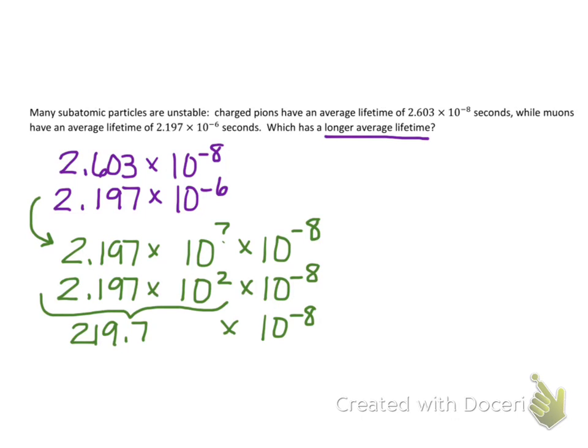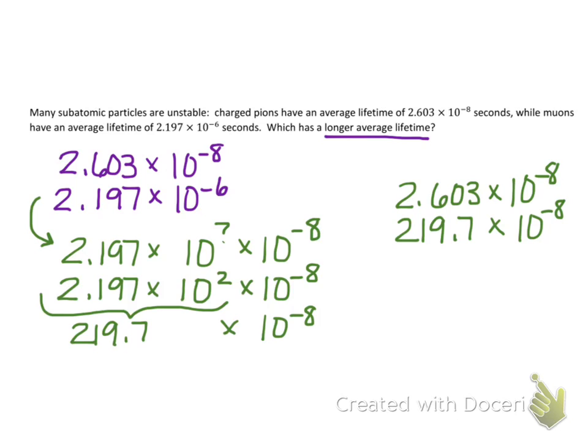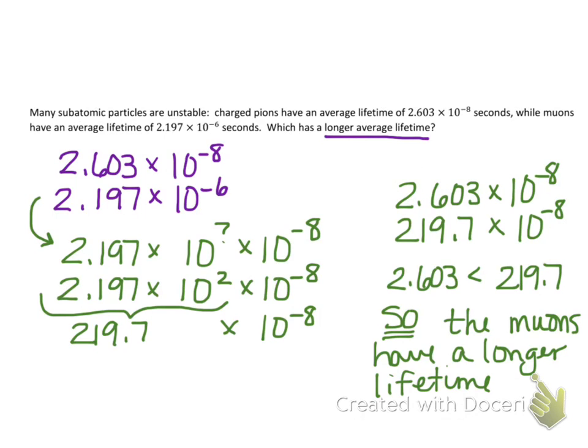So now I have two numbers whose power of 10 is the same. So I know, because these numbers are both being multiplied by the same number, that all I need to do is compare these. Well, clearly 2.603 is quite a bit smaller than 219.7. So the muons have a longer lifetime. I have to go back and see, okay, which one was which. The muons were the ones with 10 to the minus 6. So that is the longer average lifetime.